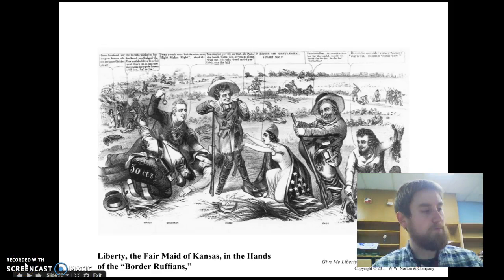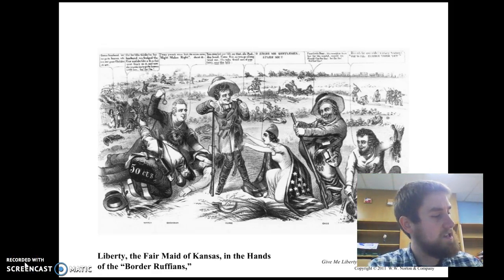Okay, and welcome to part 2 of chapter 13. So where we left off, we were talking about bleeding Kansas, and just as a reminder, we were looking at the spread of slavery in the West, right?